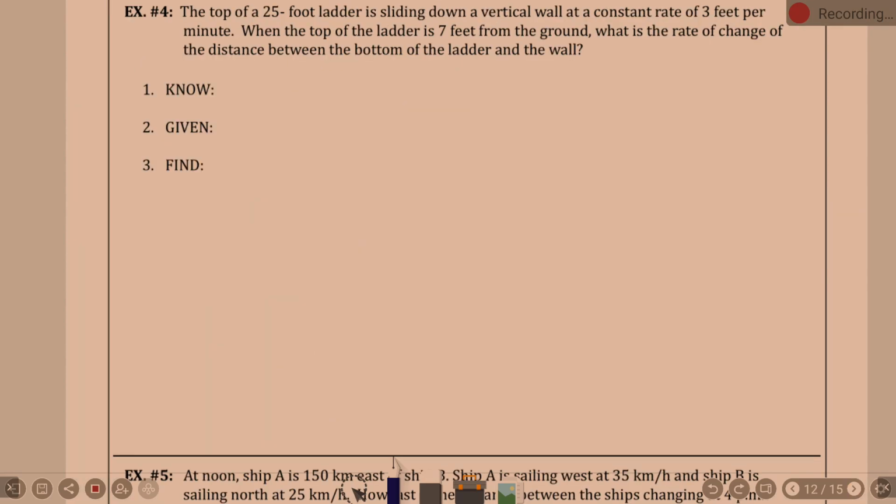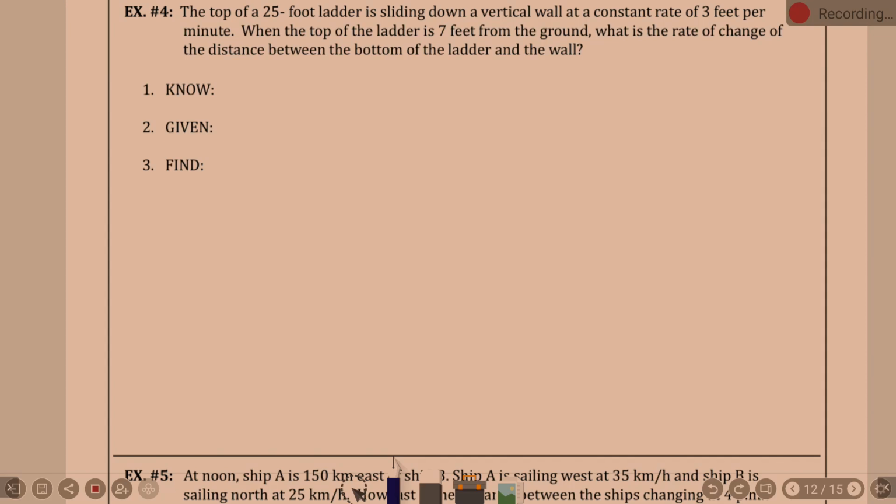The top of a 25-foot ladder is sliding down a vertical wall at a constant rate of 3 feet per minute. When the top of the ladder is 7 feet from the ground, what is the rate of change of the distance between the bottom of the ladder and the wall? Here becomes the importance of a picture. It's also a typical calc related rates problem. The sliding ladder down the wall.